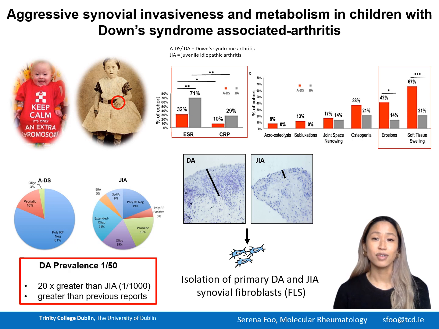Firstly, these representative images show the synovial lining layer as indicated by the black lines from both groups. It's clear that the DA group actually has a higher synovial lining layer compared to JIA. This correlates with the increase in erosive disease seen clinically.